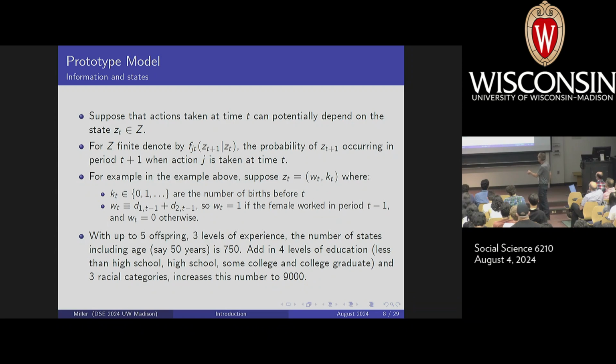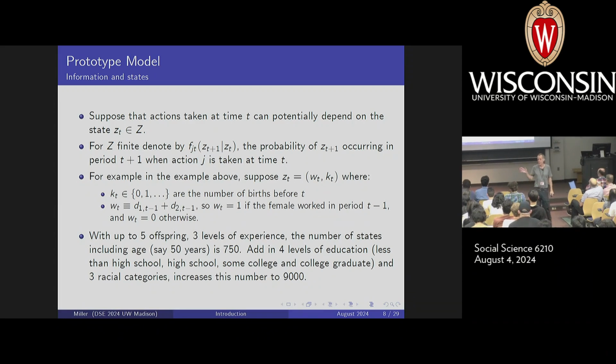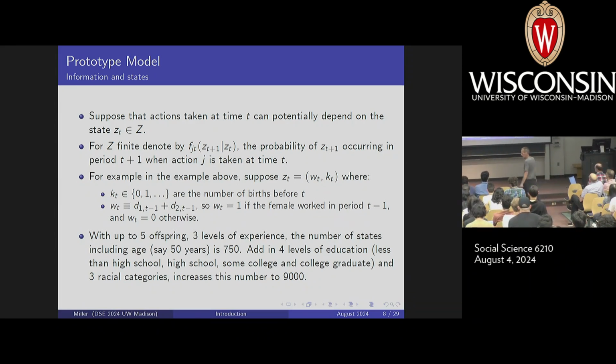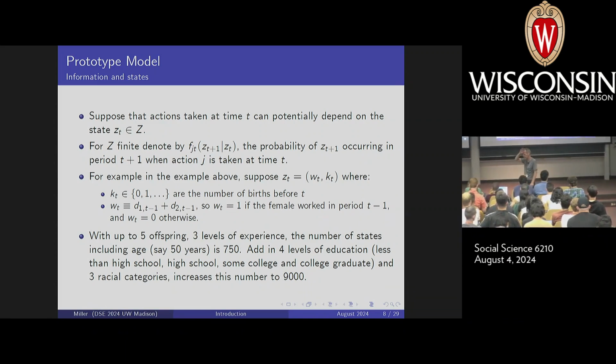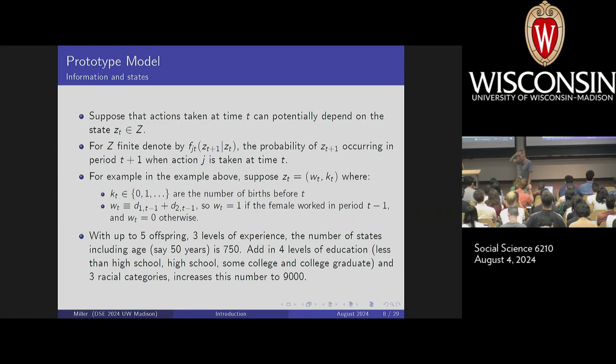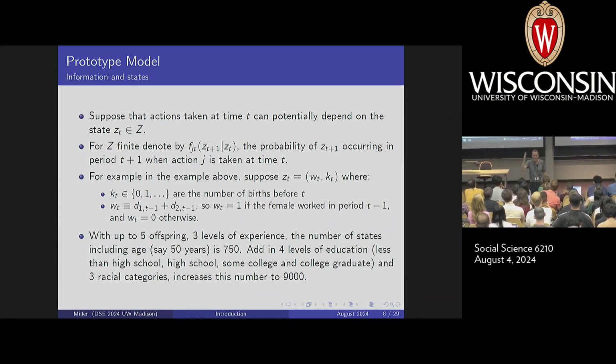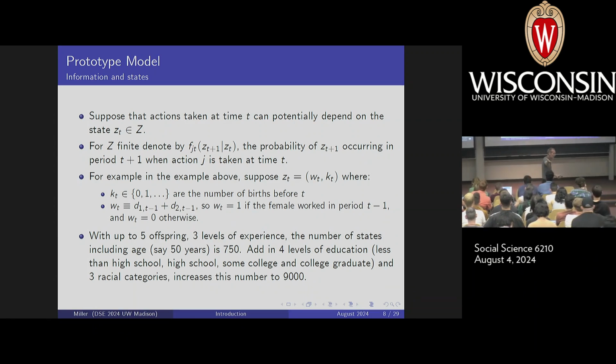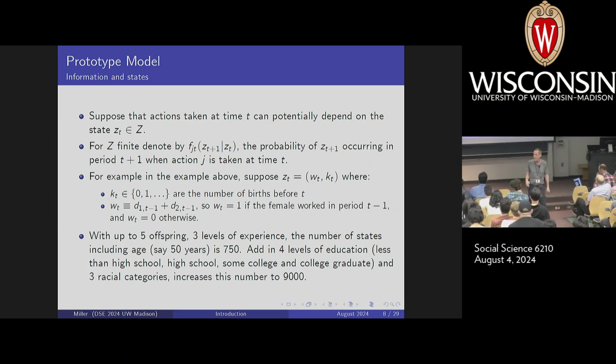So it might be something like the number of births you've had, or whether you worked last period or not. Female labour supply is a very common kind of thing for labour economists to work on, not because they're necessarily socially DEI motivated, but because there's variation in the data. If there's no variation in the data, there's nothing to look at. And there's way more variation for females than males, so obviously we're curious.